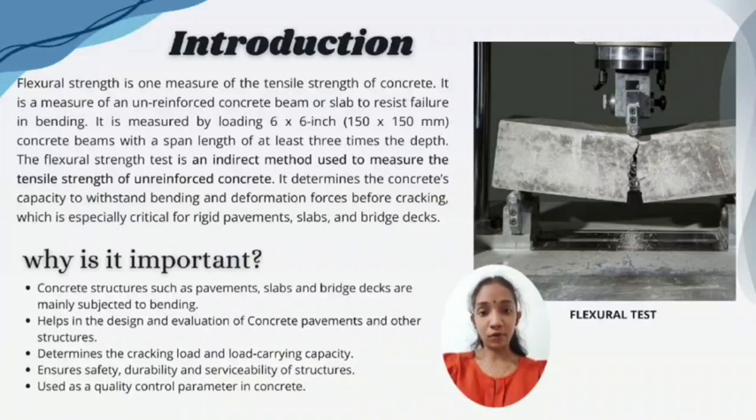Why is it important? Because concrete structures such as pavement, slab and bridge decks are mainly subject to bending. It helps in the design and evaluation of concrete pavement and other structures, determines the cracking load and load carrying capacity, ensures safety, durability and serviceability of structure, and is used as a quality control parameter in concrete.